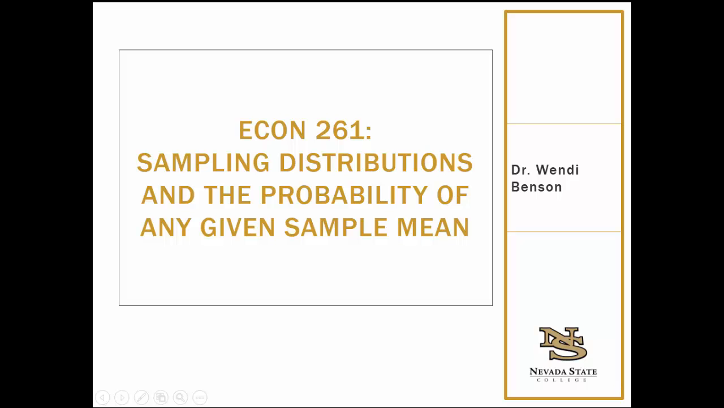Hello there. This lecture is all about sampling distributions and how to use sampling distributions and something called the unit normal table that uses z-scores to figure out the probability of any given range of sample means.